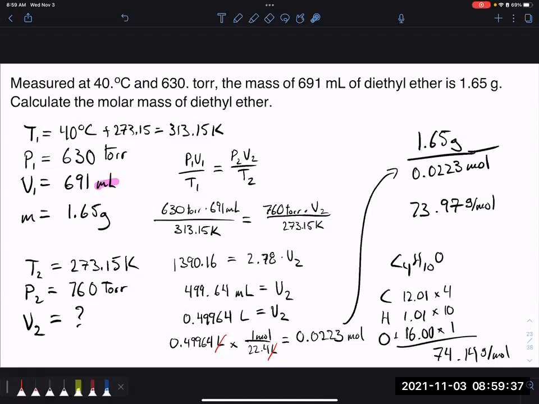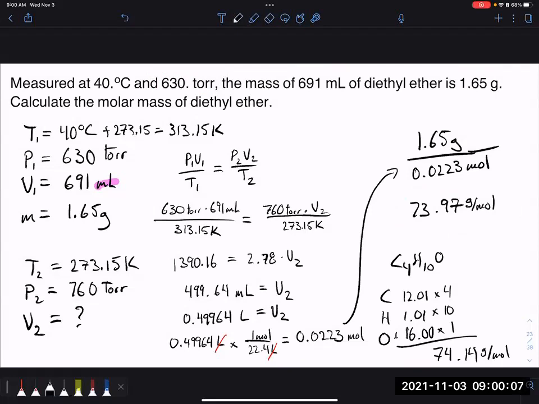You always have to account for a little bit of experimental error. If this was a real experiment, there would be a little bit of error in the volume, in the temperature, and in the mass. So you have to take all of those things into account. A value of 74.14 compared to our calculated 73.97 is pretty good.